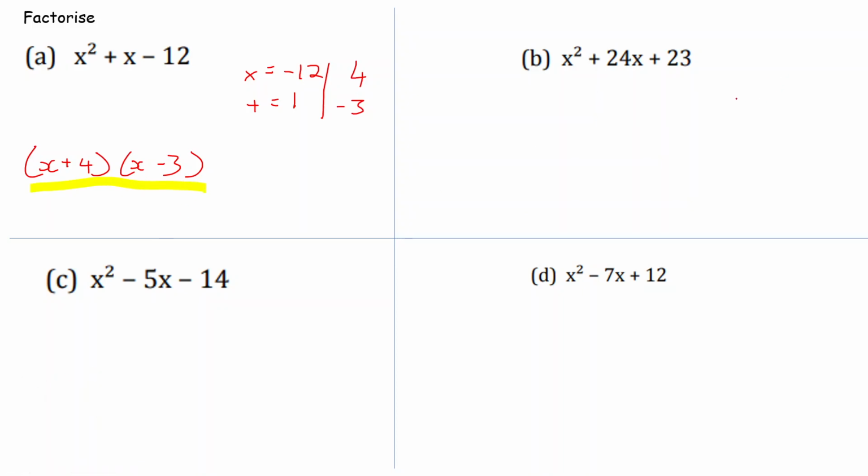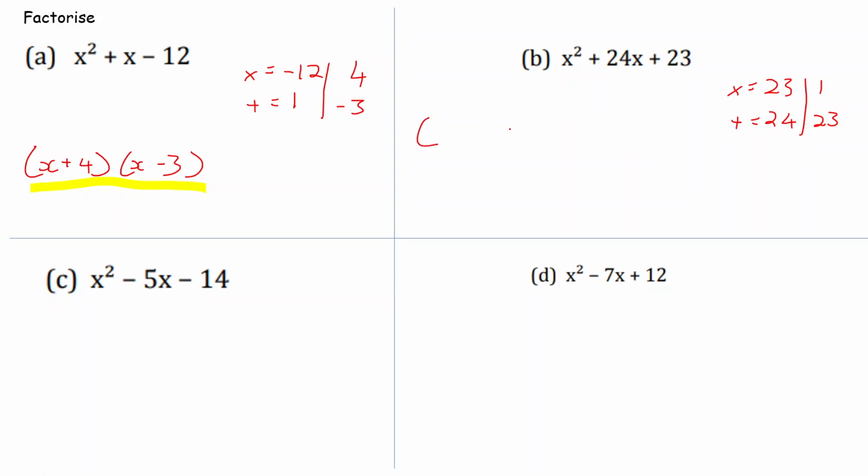The second one, same process: numbers that multiply to make your last number, which is positive 23, and that add to make your middle number, which is positive 24. This one might look a little bit strange because 23 is a prime number. You've just got to think a bit craftily here. It's going to be 1 and 23, because 1 times 23 is 23, and 1 add 23 is 24.